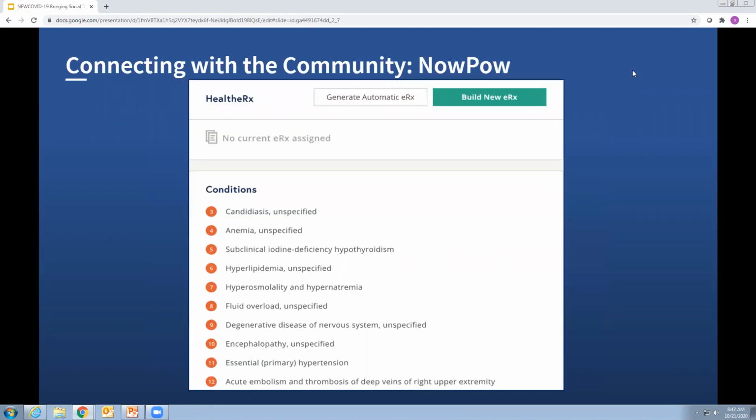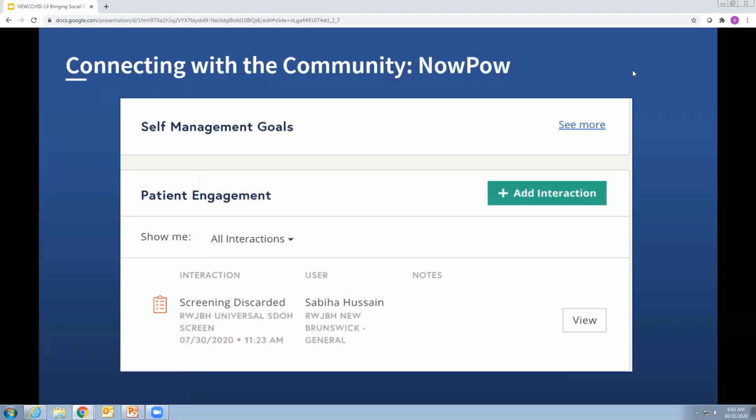So this is NowPow. NowPow is a platform where you basically figure out what the need is of that individual. That need will then generate resources that are available. Those resources then can be tailored based on your zip code. Okay, so let's say it's me that goes in and screens positive for, I don't know, issues with housing. I will then get an entire list of resources that are available in my zip code. And then I will be referred to one of those centers. The NowPow app will then nudge me and remind me to go.